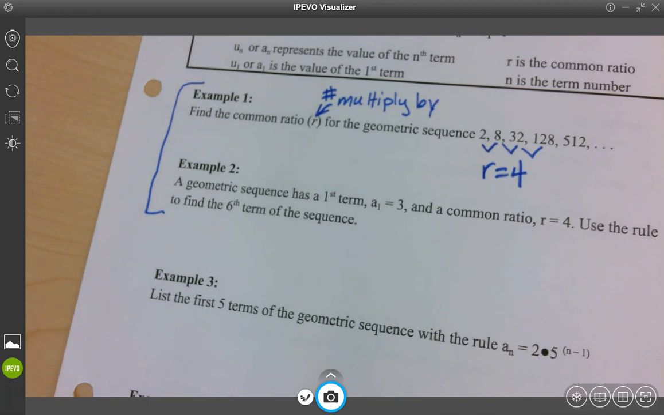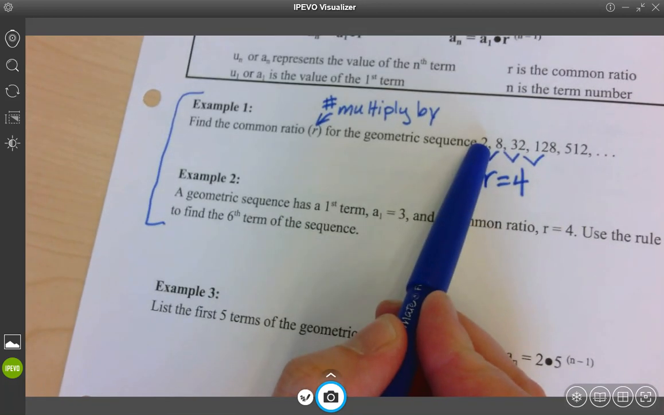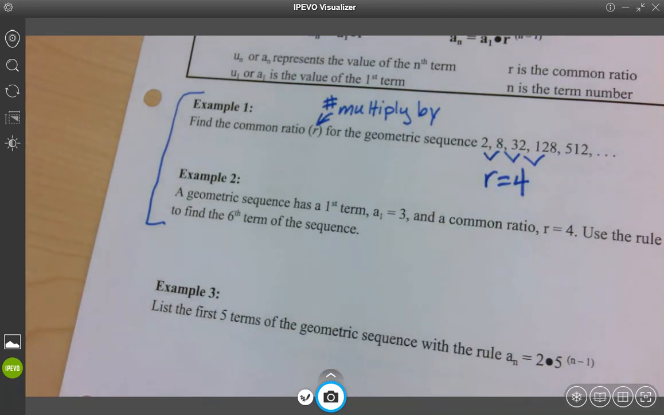Yes, Glory? Division, yeah. If I divide 8 by 2, that gets me 4, right? If I divide 32 by 8, that gets me 4. So, yes, if it's not obvious, you could divide, but you didn't have to here because you kind of knew that it was times 4.